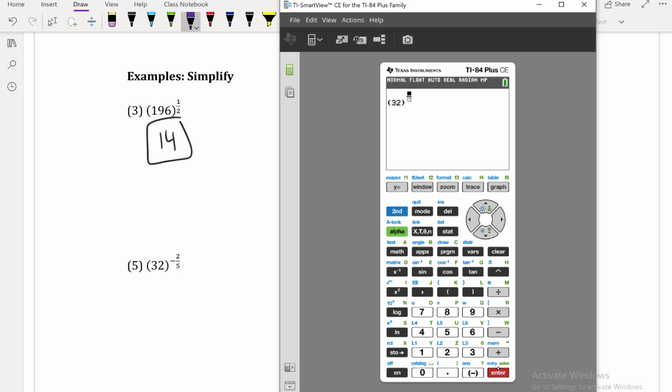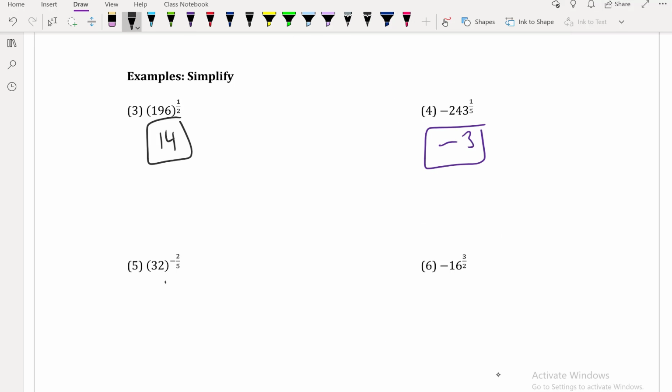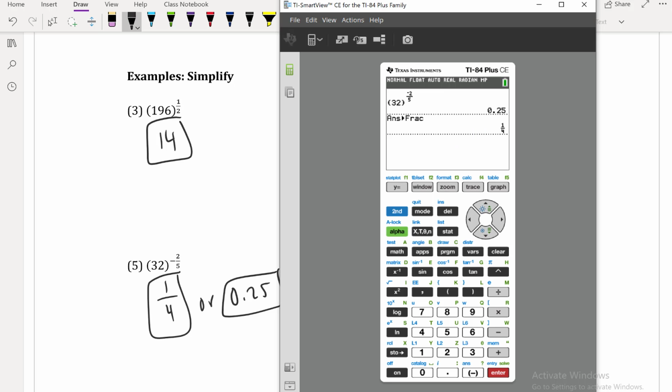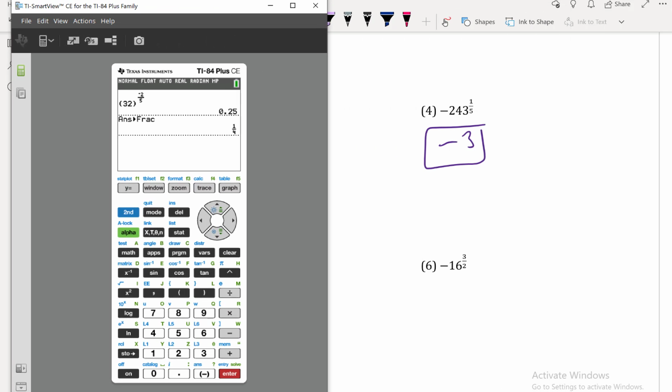and now I'm going to have a negative power. So remember that a negative exponent tells me that I'm going to flip it around. So if I have 32 to the negative 2/5, that gives me 0.25. Or better yet, if you don't want a decimal, it's going to give me 1/4. So I have this as a positive 1/4. Or if you wanted the decimal, 0.25.